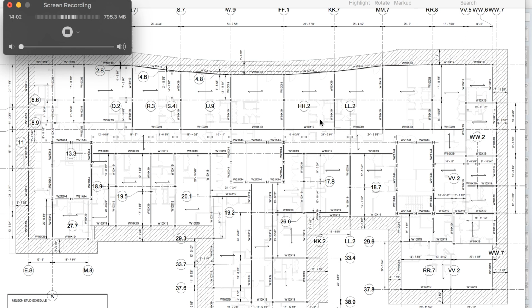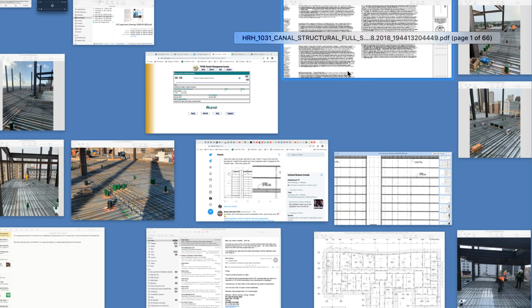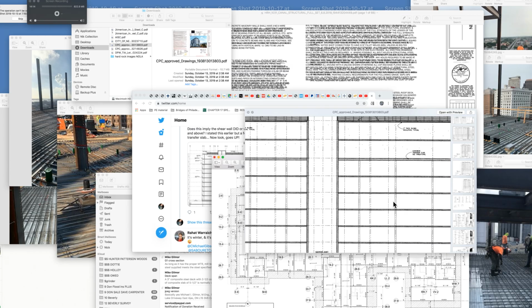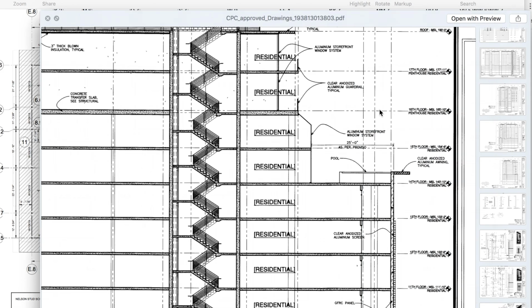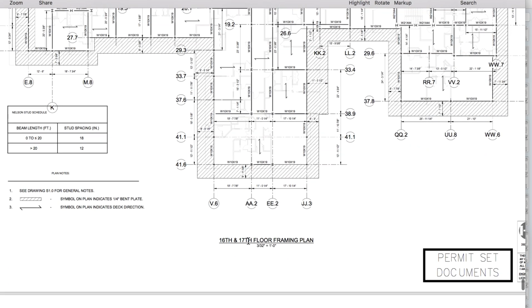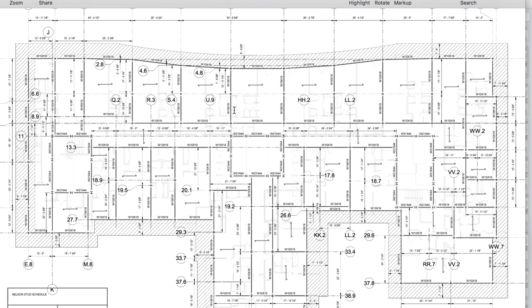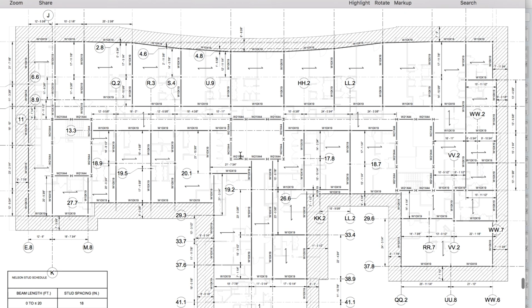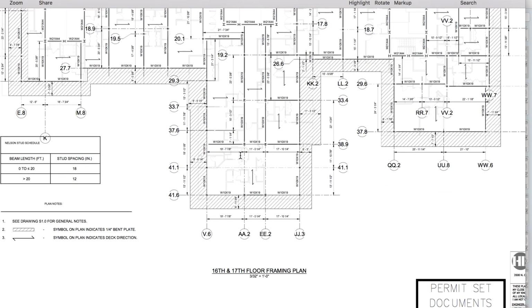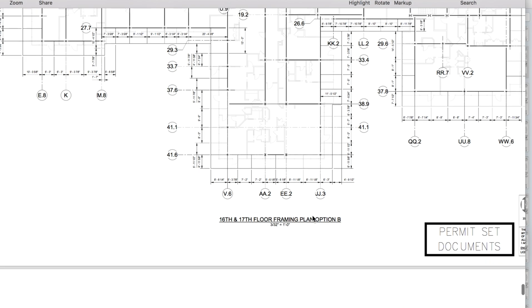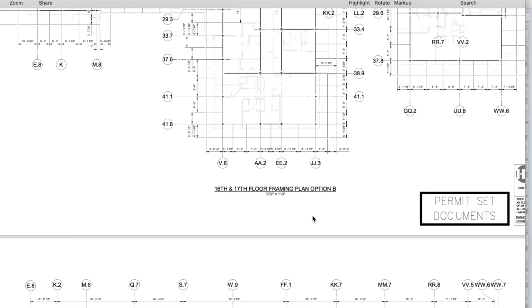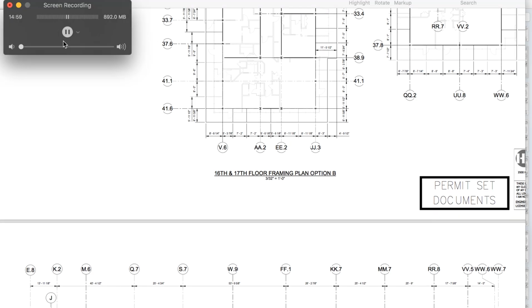So we're looking at the transfer slab, right? 16 is transfer slab. So we're looking at 16 right here. Floor framing. 16, same setup as 17. That's the layout. I'm in the structural plans. I'm going to pause and see if I can find this transfer slab. Maybe you guys can find it.